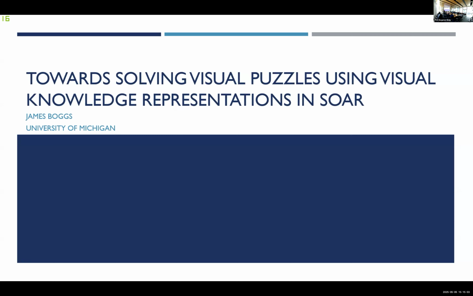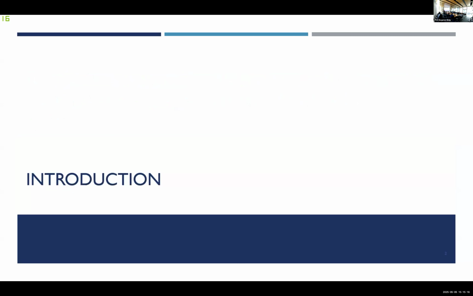All right, so I'm James Boggs. I'm a seventh year PhD, working with John, I think his last one. I'll be presenting on my work in visual reasoning in Soar, and particularly towards solving a particular kind of visual puzzle with visual knowledge representations in Soar.